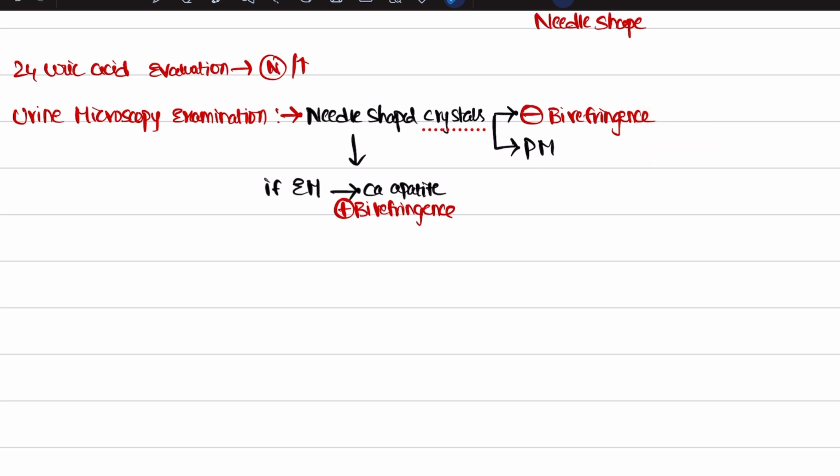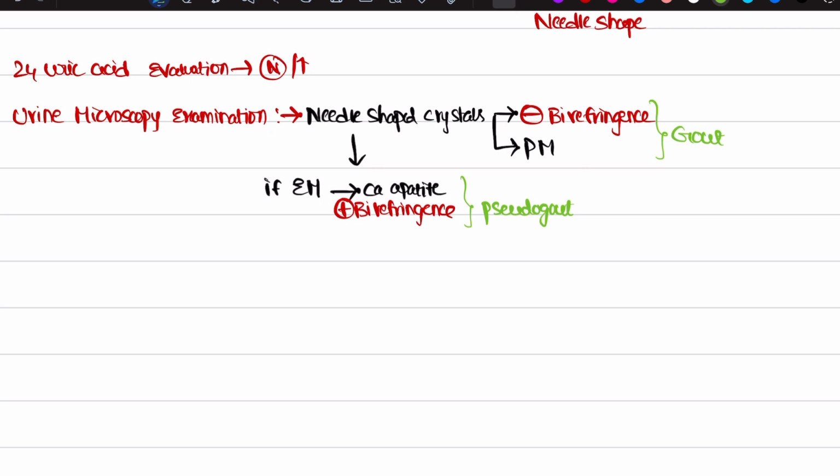Or else, if you see the urine under the electron microscope, you appreciate calcium apatite crystals. These also look needle shaped. Under the polarized microscope, needle shaped crystals with negative birefringence are called gout. Calcium apatite crystals are called pseudo gout. This is how you differentiate between gout and pseudo gout.